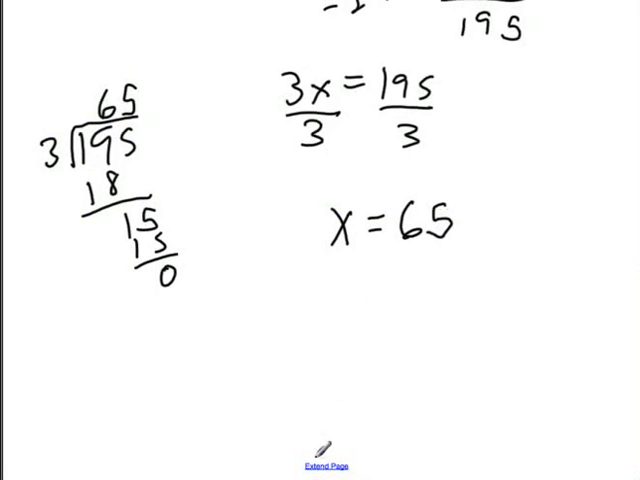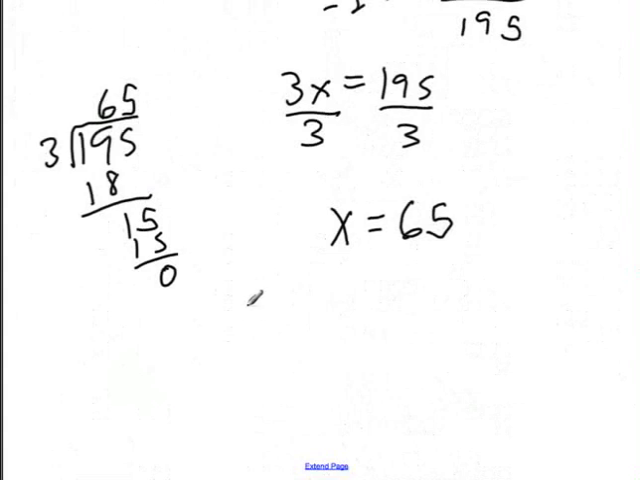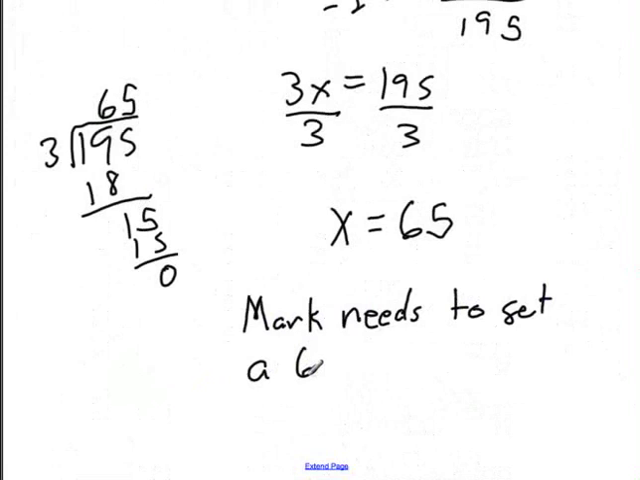Now, since this is a story problem, we want to make sure that everybody knows what we're talking about. We can't just say x equals 65, because I don't know what x is. So we need to look back up at our story problem and say that Mark needs to get a 65 on the last test.